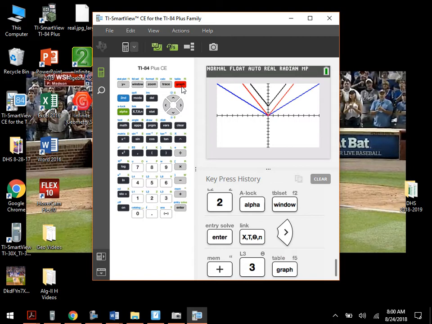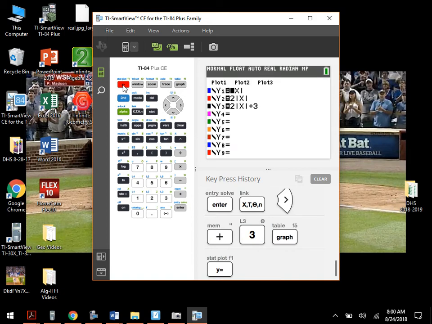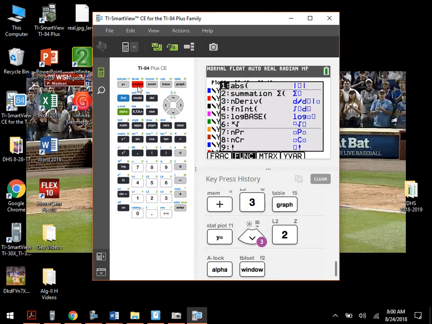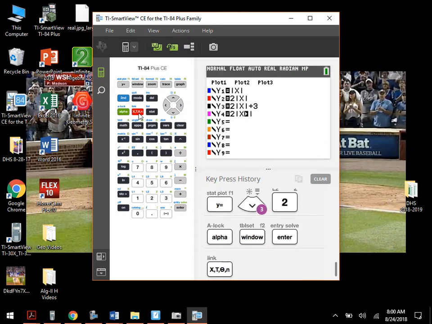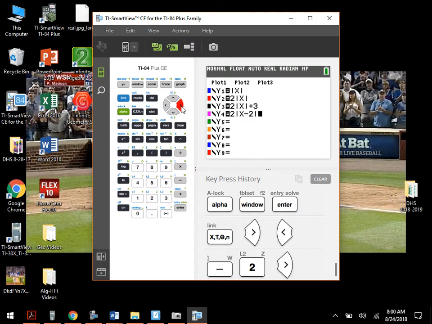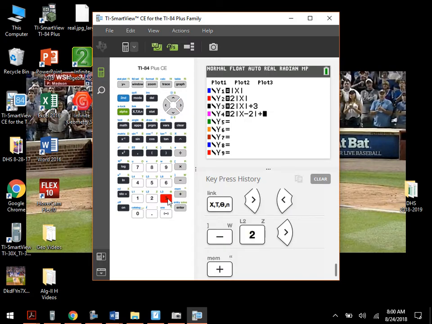Okay? Let's try one more. Go to our y equals. Move it down again. Let's go to the fourth one. Let's do a 2 again. Alpha, window, enter, x. Oops, I'm sorry. Stay inside there for a second. I want to do minus 2 inside of the absolute value. And then I'm also going to keep it at plus 3. Hit graph.